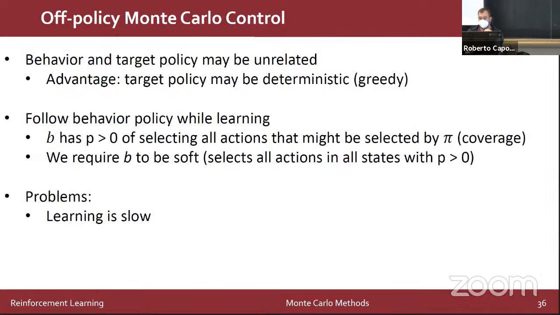In practice, it's not so successful because learning is slow, and sometimes the target policy may be, as I mentioned, too unrelated. So it's good that it can be unrelated, but it can be too much unrelated, which means that you don't get enough information for certain states and actions that are relevant for one of the target policies.